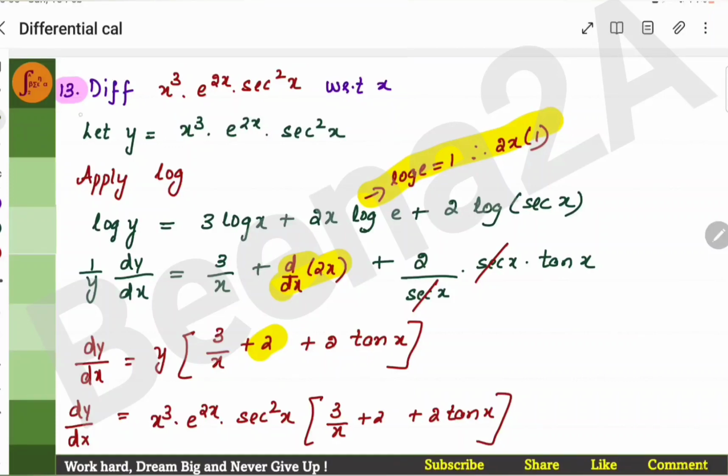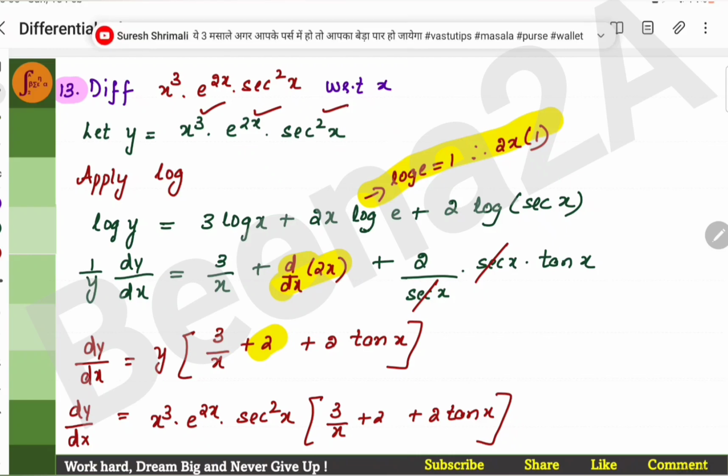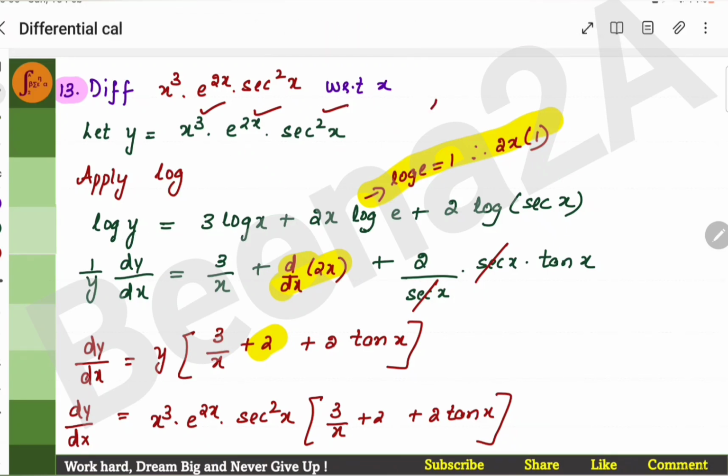So let's look at the last problem. Differentiate x cube into e to the power 2x into secant square x with respect to x. Now you assume that this entire expression is y. Now you have to apply log y because you have powers here. You want to get rid of the powers. So apply log. So it will become log y. Log of x cube will become 3 log x.